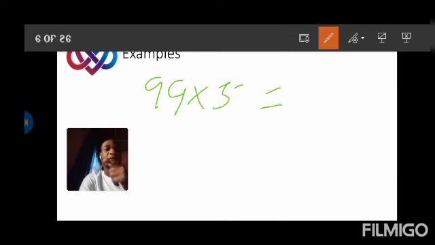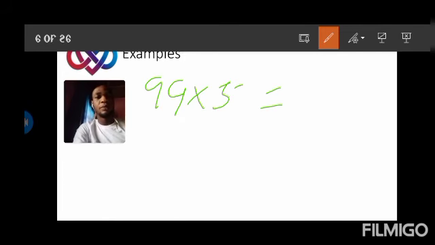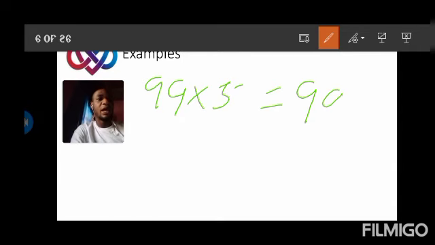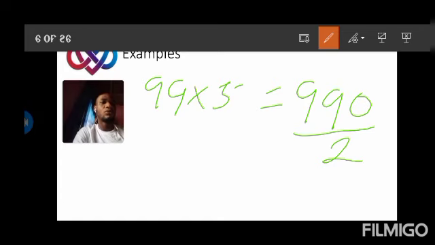Let's take a number like 99. Let's say 99 times 5. It's very simple work. 99 times 5. What do we do here? What we need to do right now is to add a 0 to the back of this 99, then divide it by 2.